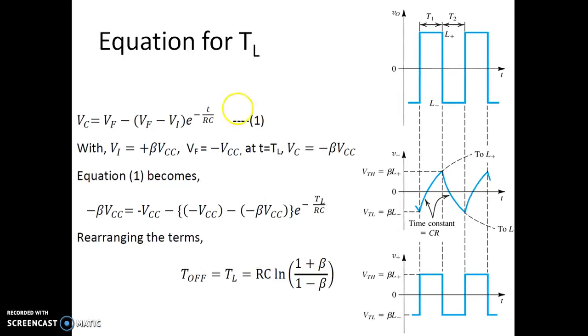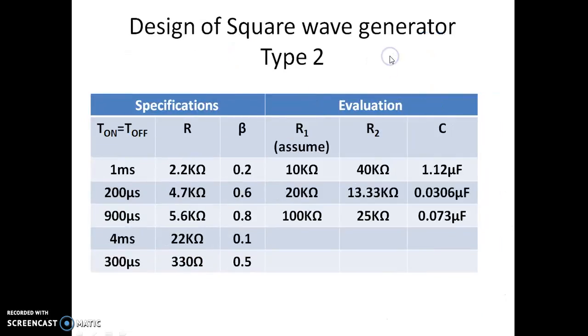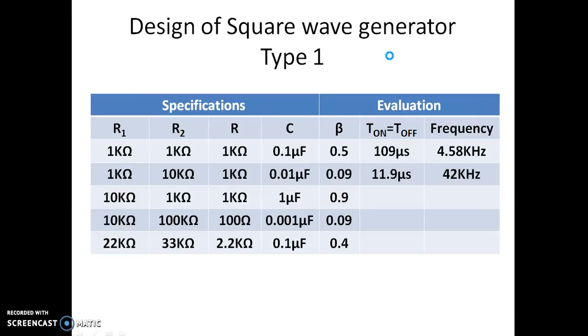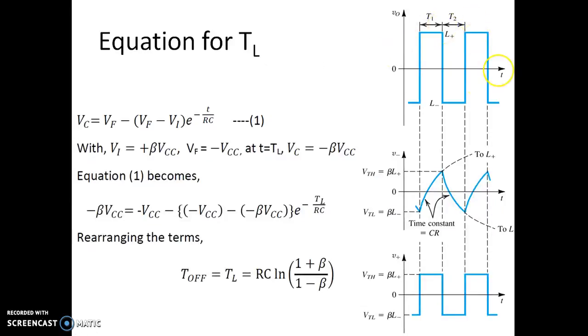Similarly, we can find the expression for the off time, that is TL. While finding TL, we need to take the initial capacitor voltage as plus beta VCC. The final voltage is minus VCC. At t equal to TL, the capacitor voltage becomes minus beta VCC. Substituting all those things and solving, the off time TL becomes again RC into ln of (1 plus beta) divided by (1 minus beta).